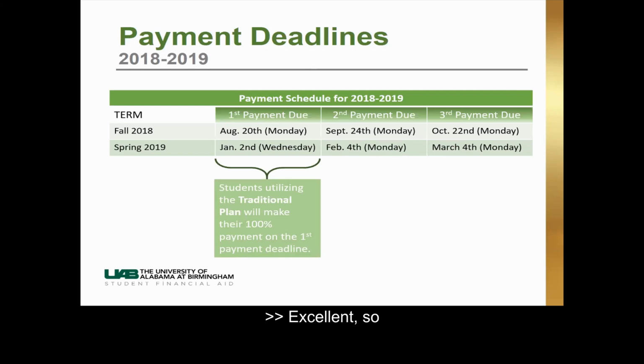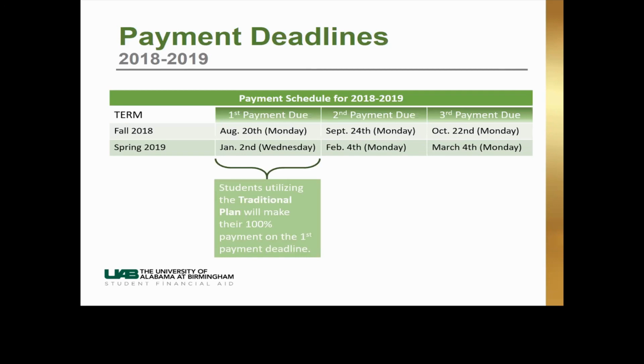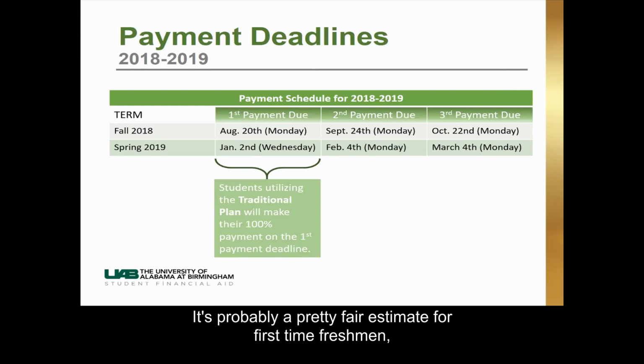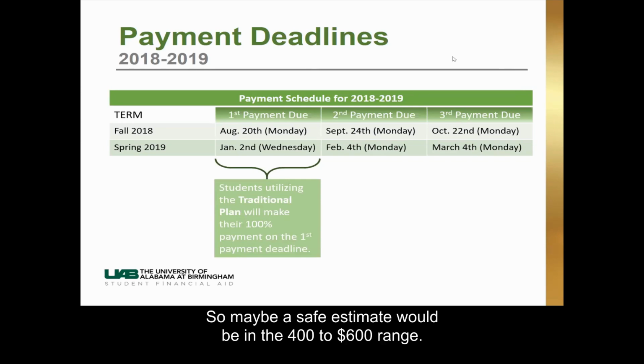Got it. Excellent. Several people are interested to know how we estimate the cost of books. We build into our cost of attendance $600 for books per semester. That's just an estimate. It's probably a pretty fair estimate. For first-time freshmen, it might be a little cheaper than that. The more expensive books do tend to be towards the student's junior and senior year. So maybe a safe estimate would be in the $400 to $600 range.